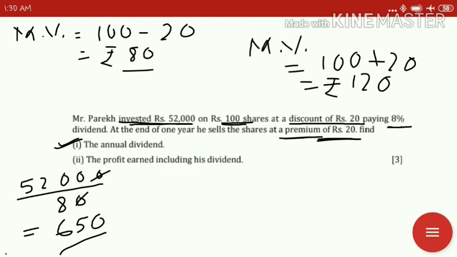So if you do the calculation, you will easily find out the annual dividend. Now the profit earned including his dividend. Why is it the profit earned? Because he is going to sell the shares.